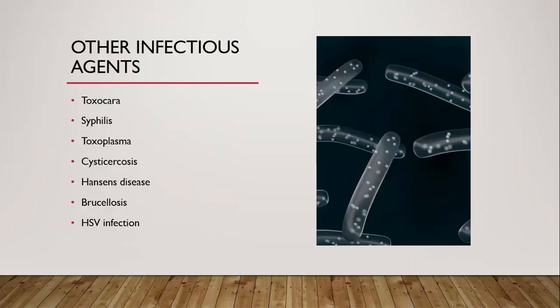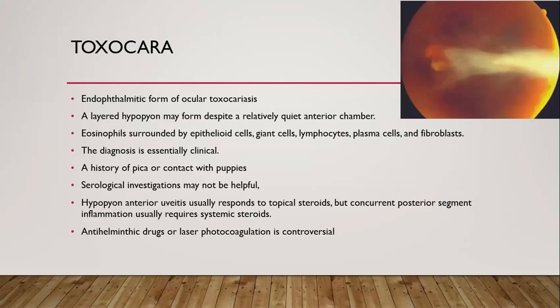So other infectious agents: Toxocara, syphilis, toxoplasma, cysticercosis, Hansen's, brucellosis, HSV infection. And in our country, we should not forget tuberculosis also. That rarely, if there is a disseminated tuberculosis or in a patient with HIV, that can also rarely cause a hypopyon endophthalmitis sort of picture.